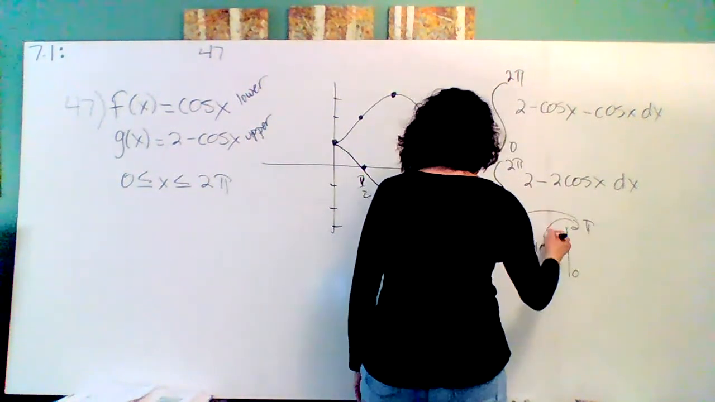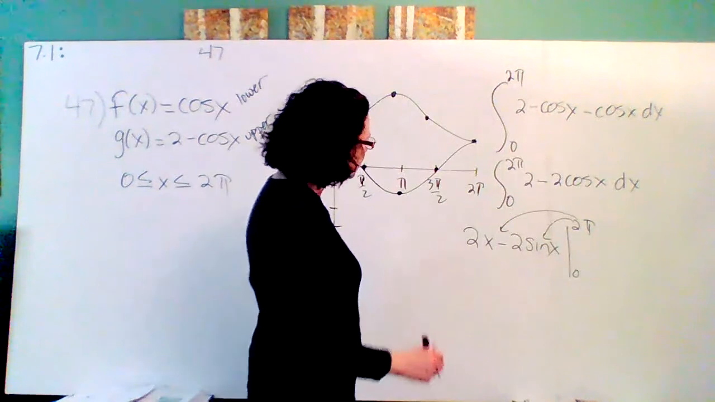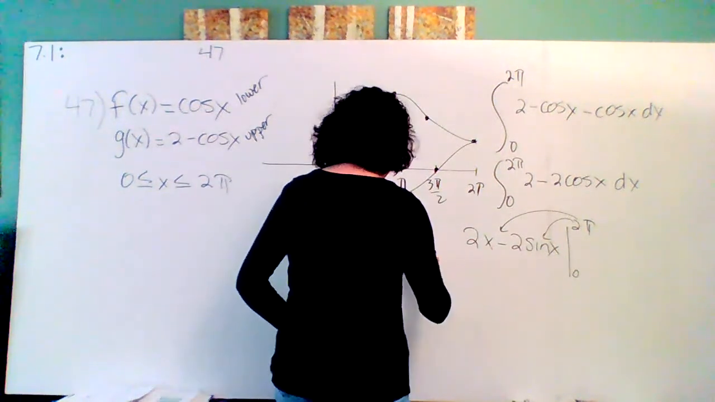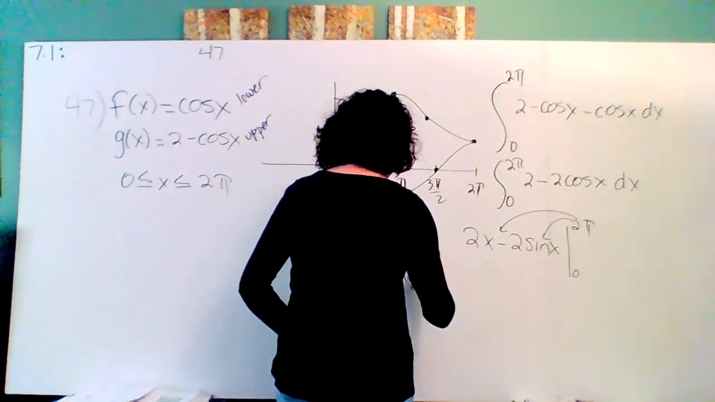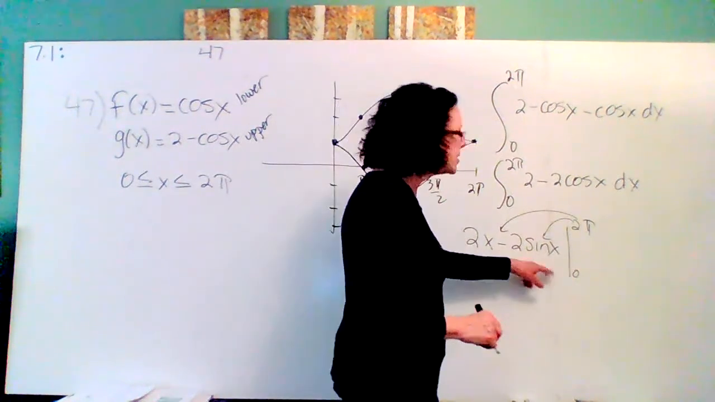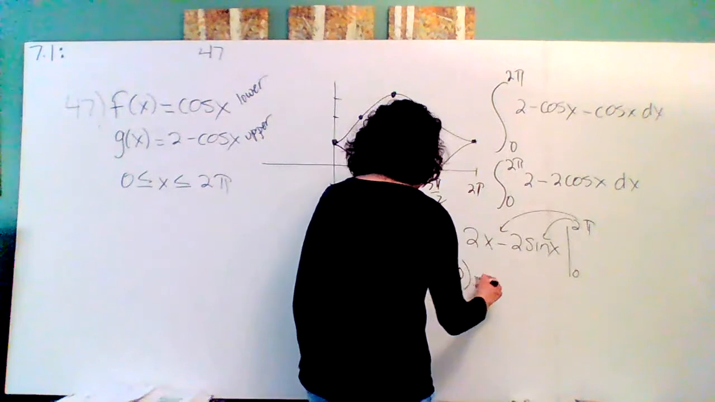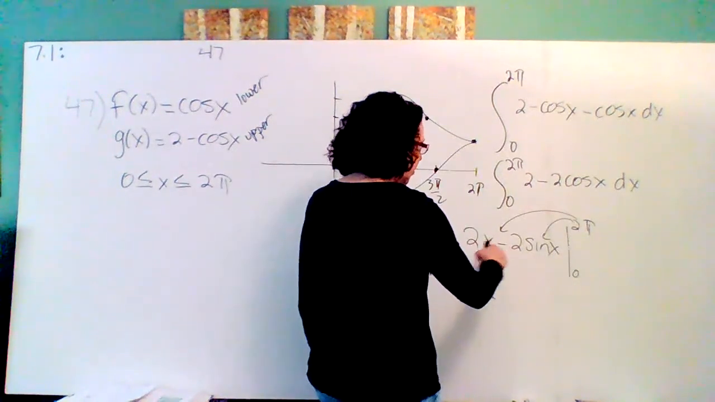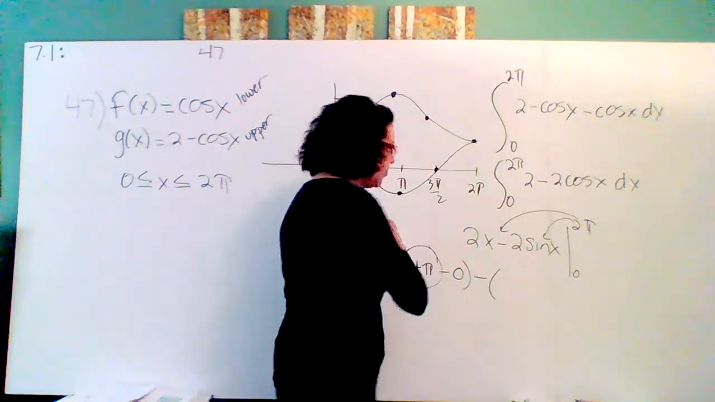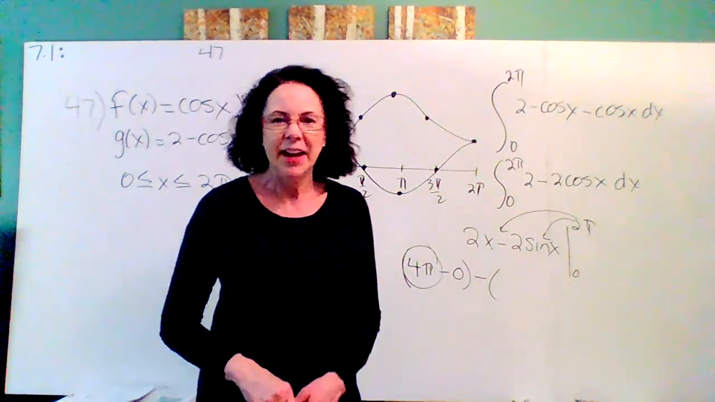Okay, let's put in 2 pi. When I put f of b, 2 times 2 pi is 4 pi, minus sine of 2 pi is 0. Let's do our f of a. We have a 0 and a 0, and we get 4 pi is the area.